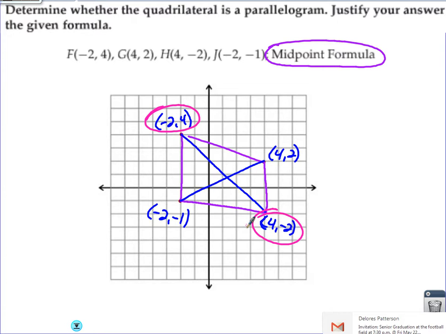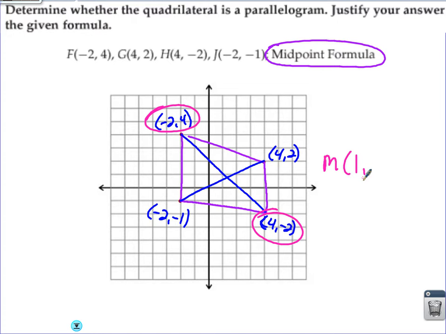Add your x's for me. What's negative 2 plus 4? Careful, negative 2, positive 4. You owe somebody $2 and you have $4. So therefore you're how many to the good? 2. And divide that by 2 and I get 1.